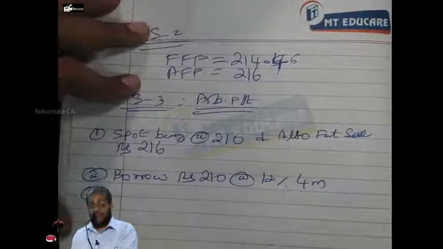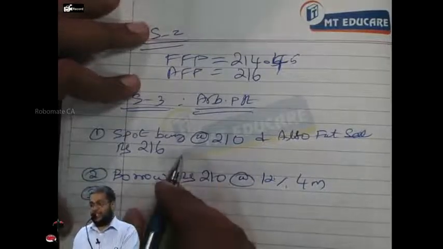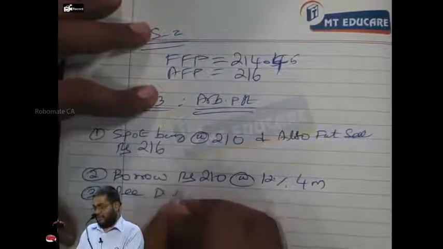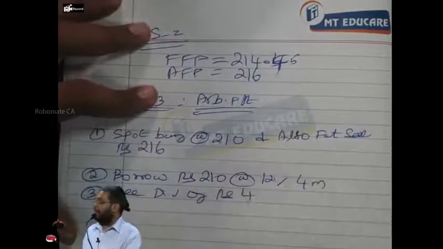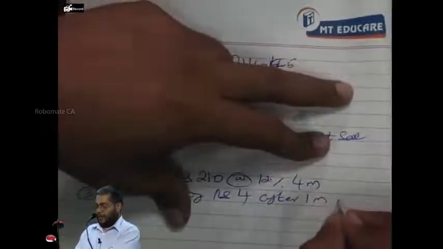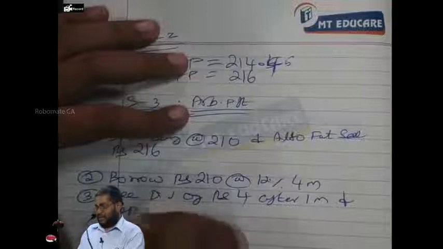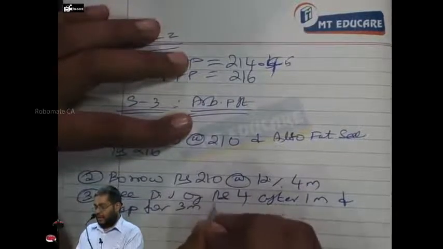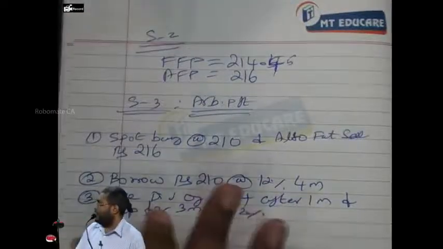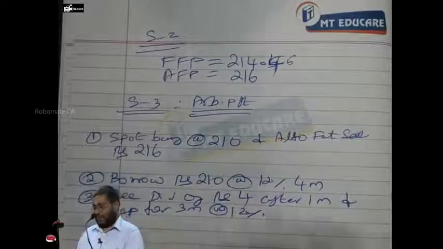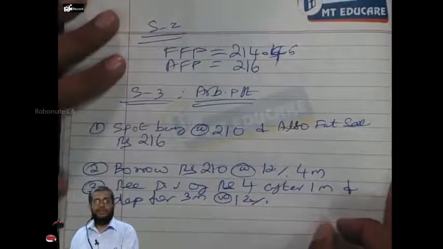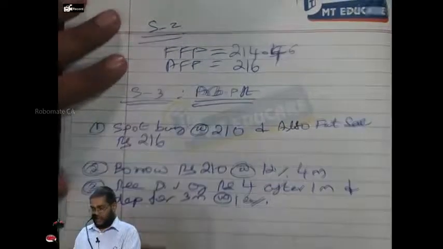I am going to receive dividend. The reason is I purchased the share after 1 month. I will be receiving what? Dividend. Write down. Receive dividend of rupees 4 after how many months? 1 month. And deposit for how many months? 3 months, at 12%. Receive dividend of rupees 4 after 1 month and deposit for 3 months at 12%. Can I proceed or not? No. Point number 3 or 4? 4.